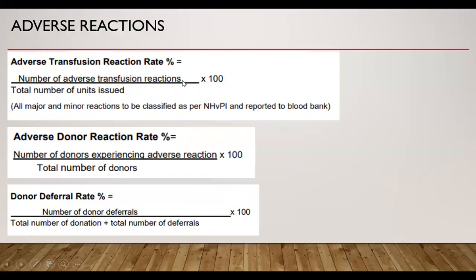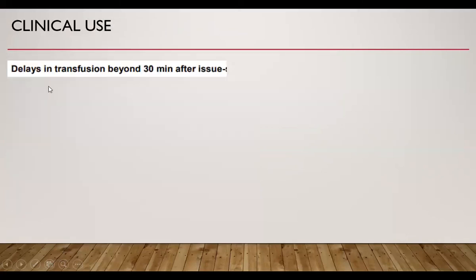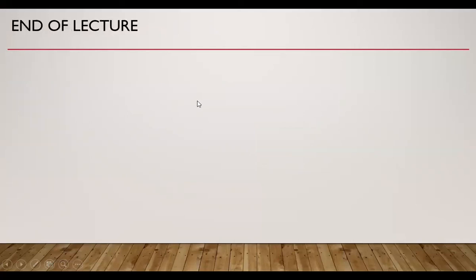This is adverse transfusion reaction percentage. This is adverse donor reaction percentage. This is donor deferral rate, and then this is delay in transfusion beyond 30 minutes after issue. So these are some of the quality indicators, and this is all about quality control in the blood bank.